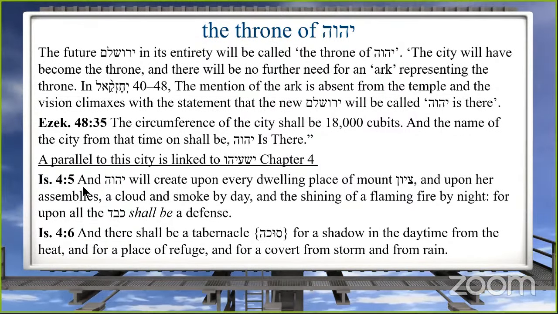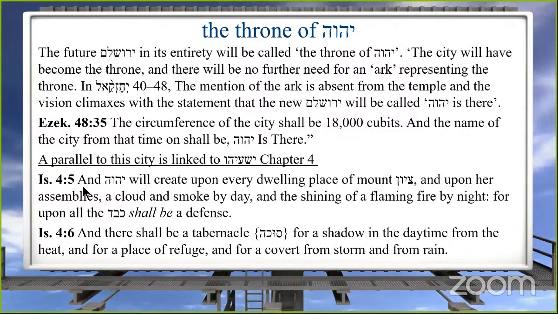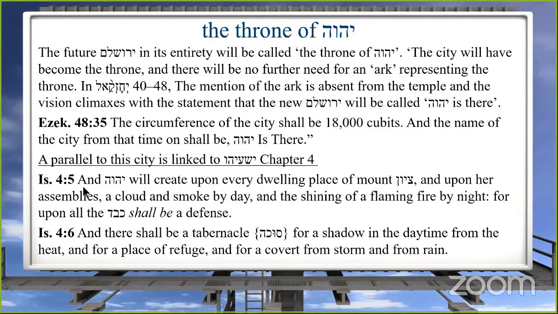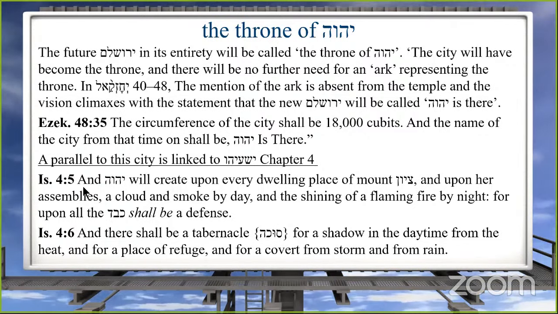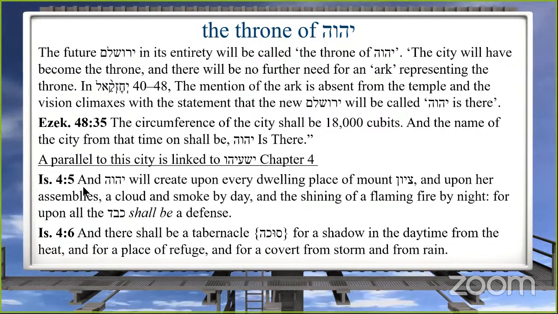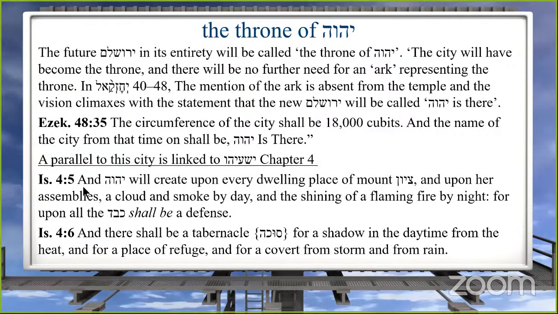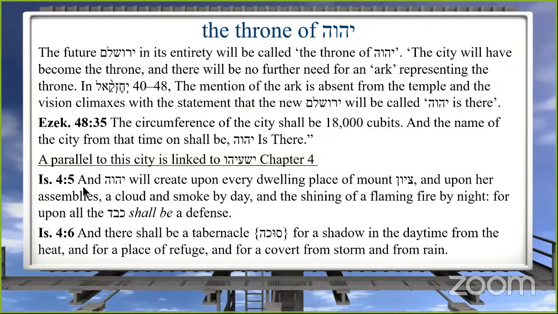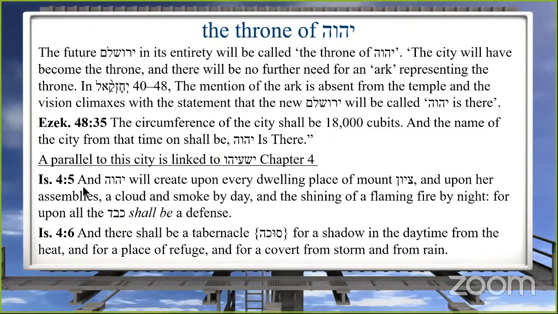So anyway, the vision climaxed with the statement that the New Jerusalem will be called Yahuwah is there, which is 48:35. It says, "The circumference of the city shall be 18,000 cubits, and the name of the city from that time on shall be Yahuwah is there."